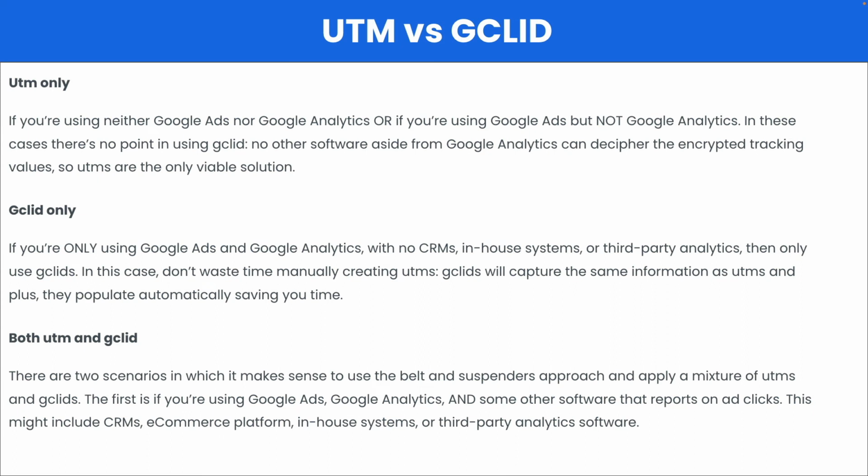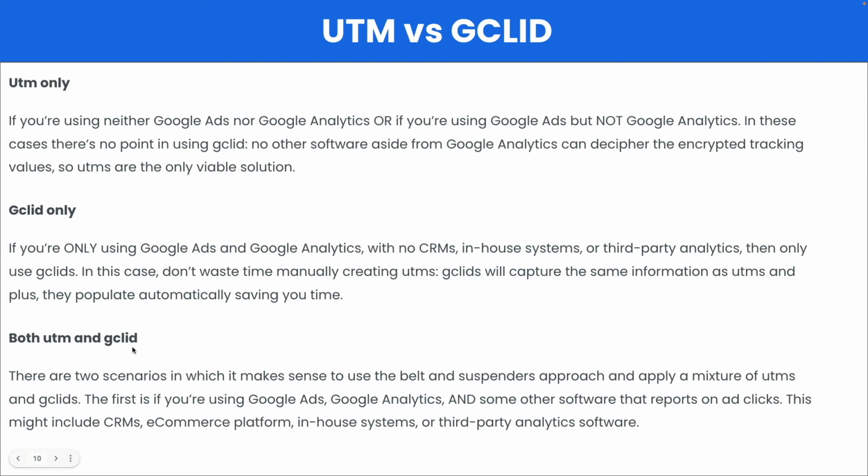For Google Ads, what should we use? UTM versus Google Click ID. There are a couple of options. Use UTM only if you are not using Google Analytics and are using some kind of third-party tools or CRM. Use Google Click ID only if you're using only Google Ads and Google Analytics with no CRM and so on. Or use both UTMs and Google Click ID.